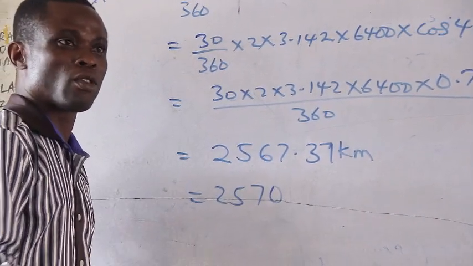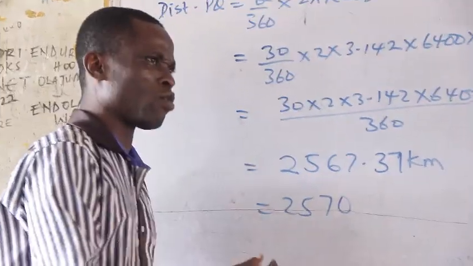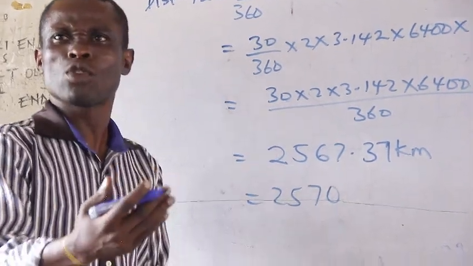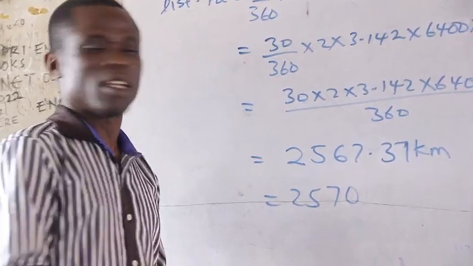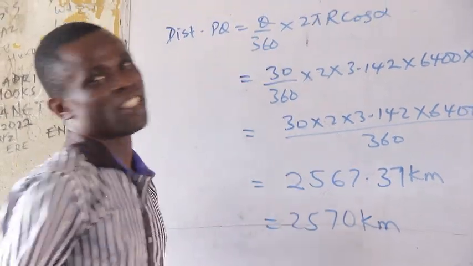257 is far from 2,000 and something. But when you say 2,570, it is very close to 2,567, so kilometer. Is that taken?